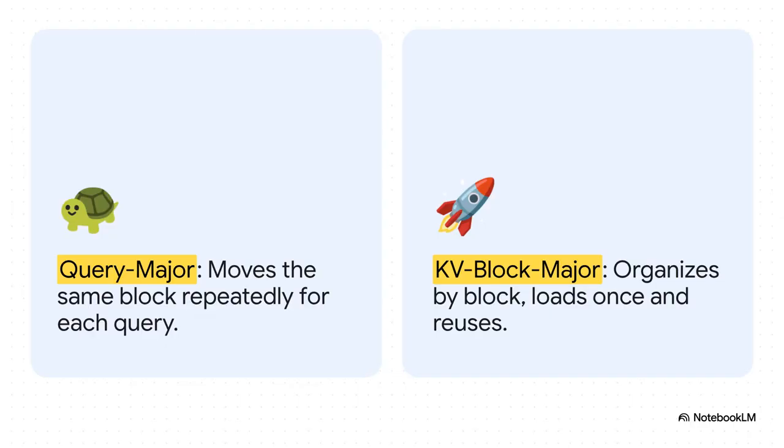Let's look at how they actually apply that rule during the prefill phase. In a standard query major schedule, each query fetches its selected blocks from high bandwidth memory individually. This means the exact same memory block gets moved over and over and over again for different queries. It's incredibly inefficient. So vLLM flips the script to a KV block major schedule. It organizes the work around the memory blocks themselves. It loads a block into memory just once and then reuses it across all the different queries that need it. For a massive 1 million token prompt, switching to this schedule drastically cuts down on memory movement and speeds the whole thing up.